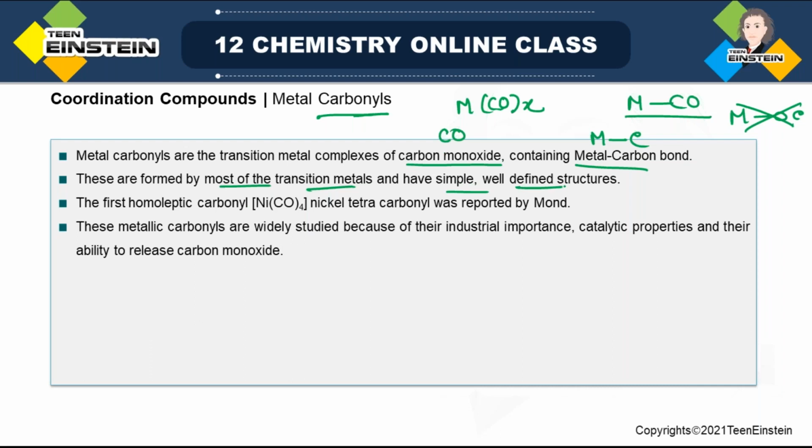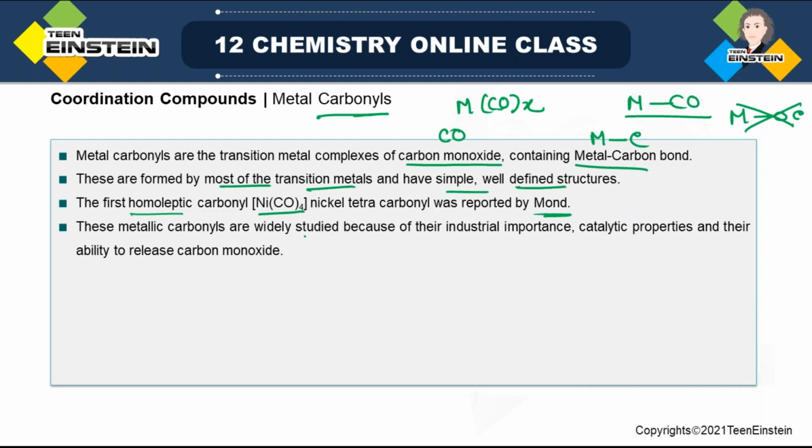And simple, well-defined structures are there. The first homoleptic carbonyl complex that was reported by Mond is this one. Remember, this definition of homoleptic we have already discussed during the discussion of ligand types. Homoleptic means complexes where you have only one type of ligand. So here you have only one type of ligand, only CO. You do not have any other type of ligand. That is why it is a homoleptic complex. And the first metal carbonyl complex reported by Mond is nickel tetracarbonyl.